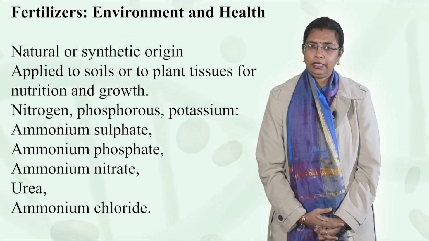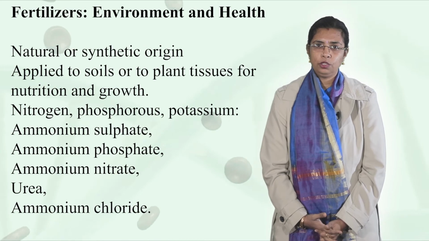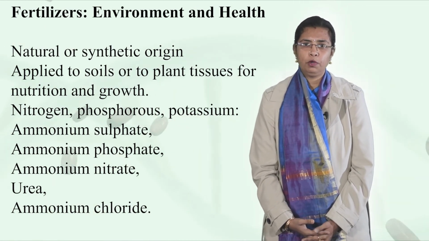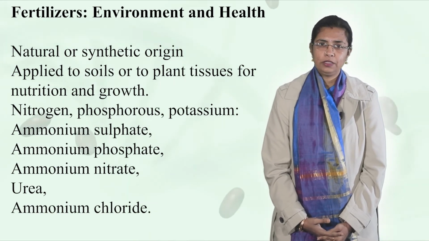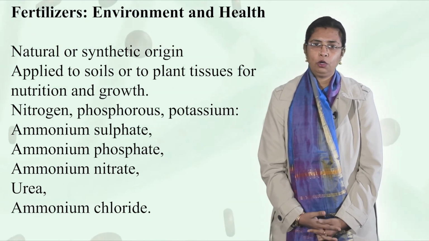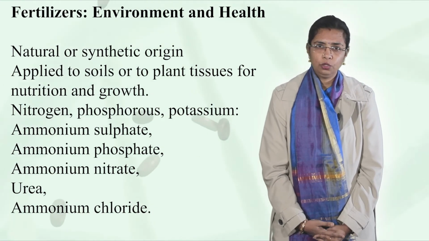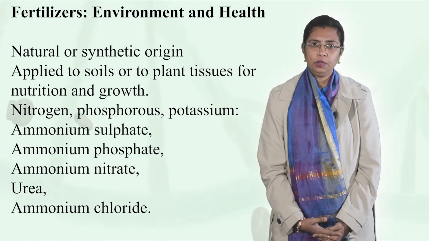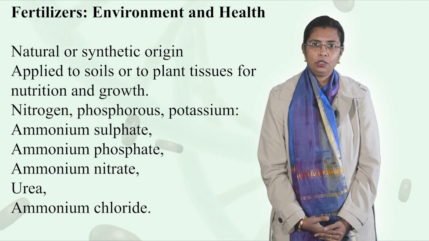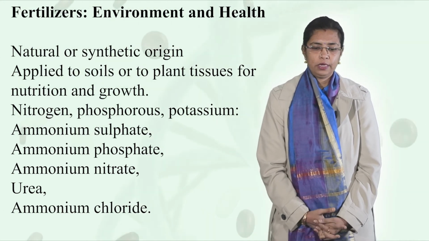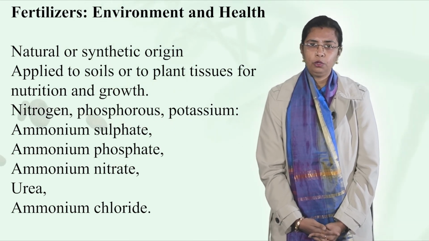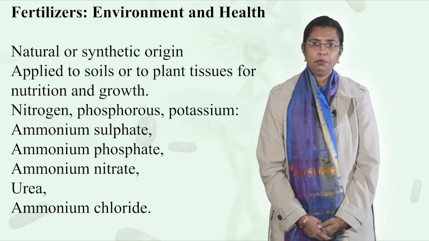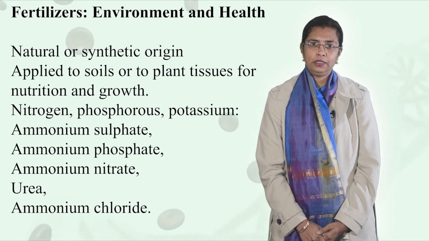So, this could be natural or synthetic in origin. Now we are dealing with the problem of chemical or synthetic fertilizers. Why is a fertilizer normally applied to soil? They are applied in order to enhance plant growth and enrich the plant with nutrients. Nitrogen, phosphorus, potassium are obtained from ammonium sulfate, ammonium phosphate, urea, ammonium nitrate, ammonium chloride. These are some of the combinations used in fertilizers for improving crops and productivity.